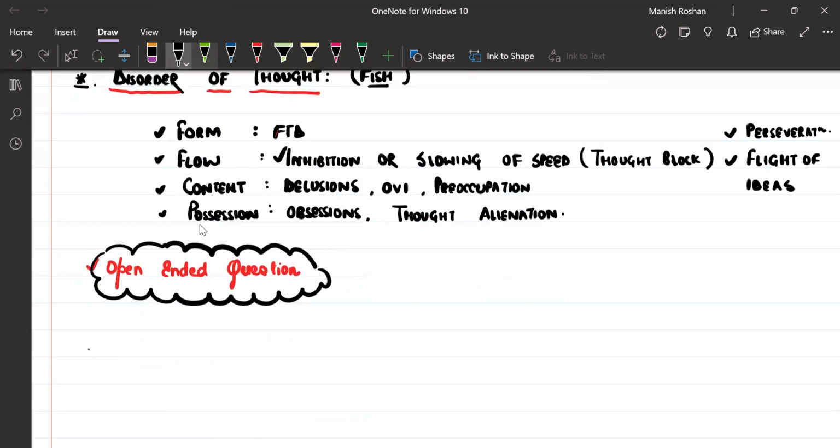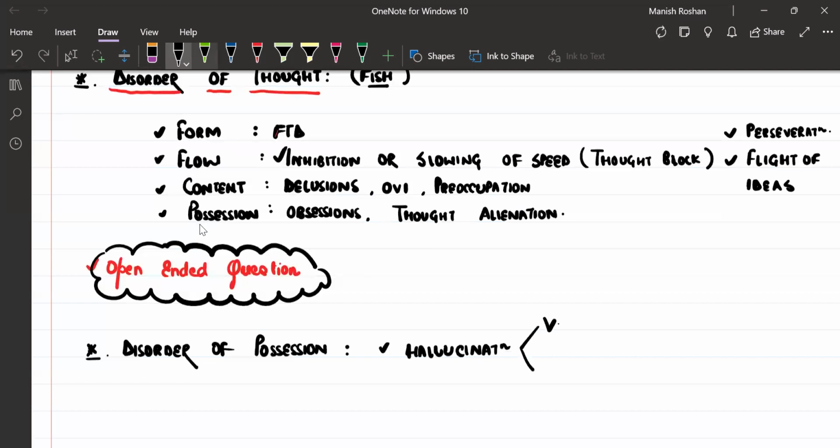The last in this MSE is disorder of perception, in which we mention the hallucinations. Visual hallucination, auditory hallucination, any type of hallucination is mentioned under the disorder of, sorry, it is perception, not possession.